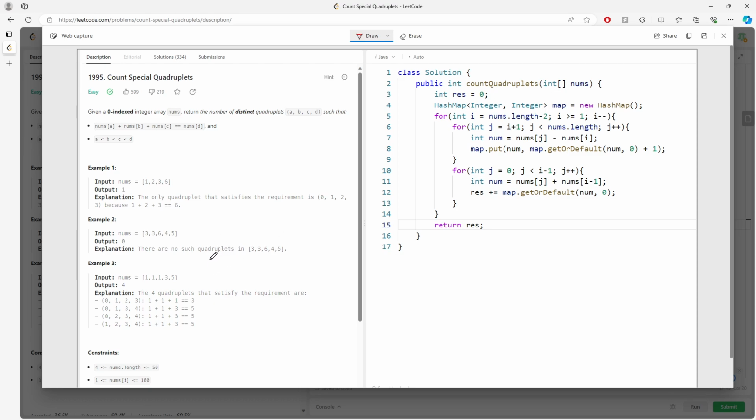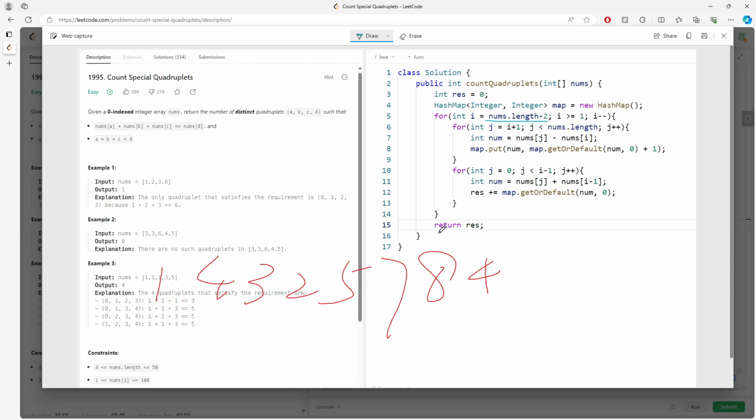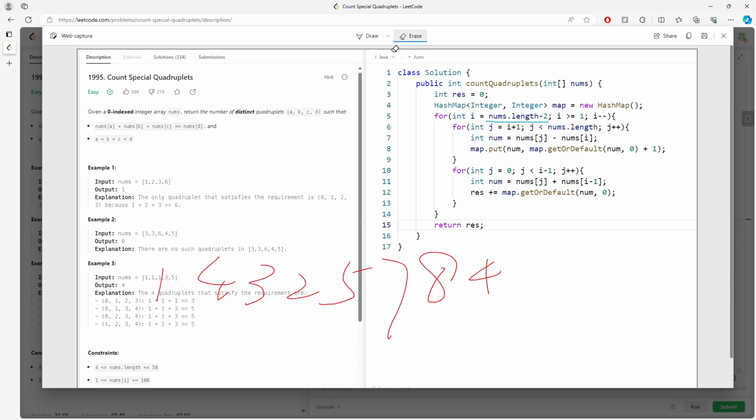Anyway, I'm going to use the example 3, 4, 2, 5, 7, 8, maybe this is 1, for some of these. I'm going to split it from I equal to nums.length minus 2. So 1, 2, 3, 4, 5, 6, 7, 8. 8 minus 2 is 6. So starting from here, everything from here all the way to here will represent I, right?